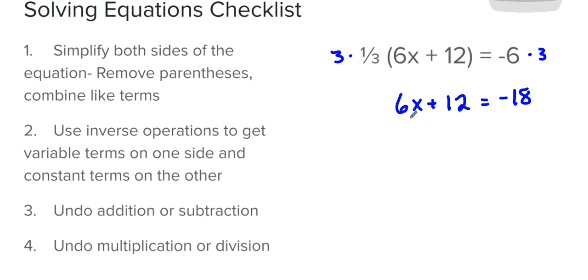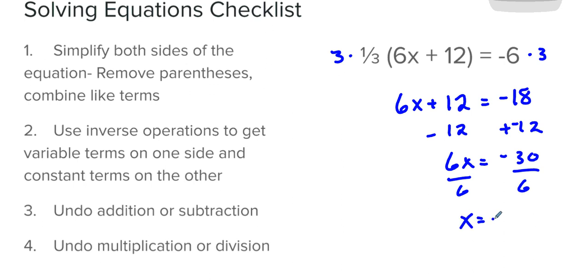Then, I've simplified both sides. I'm going to subtract 12 from both sides, just like we always have when we're doing two-step equations. Negative 18 minus positive 12 is the same as negative 18 plus negative 12. So that's negative 30. And divide both sides by 6. X is equal to negative 5.